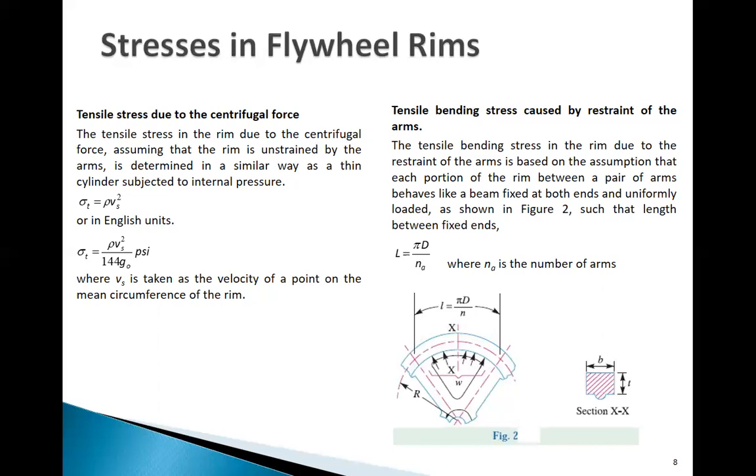So next, tensile bending stress, i-add mo kasi yan. Caused by restraint of the arm, the tensile bending stress in the rim due to the restraint of the arm is based on the assumption that each portion of the ring between a pair of arms behaves like a beam. Ito. Fixed at both ends and uniformly loaded, as shown in figure 2, such that the length between the supports is L equal to pi D over n, where n is the number of arms.